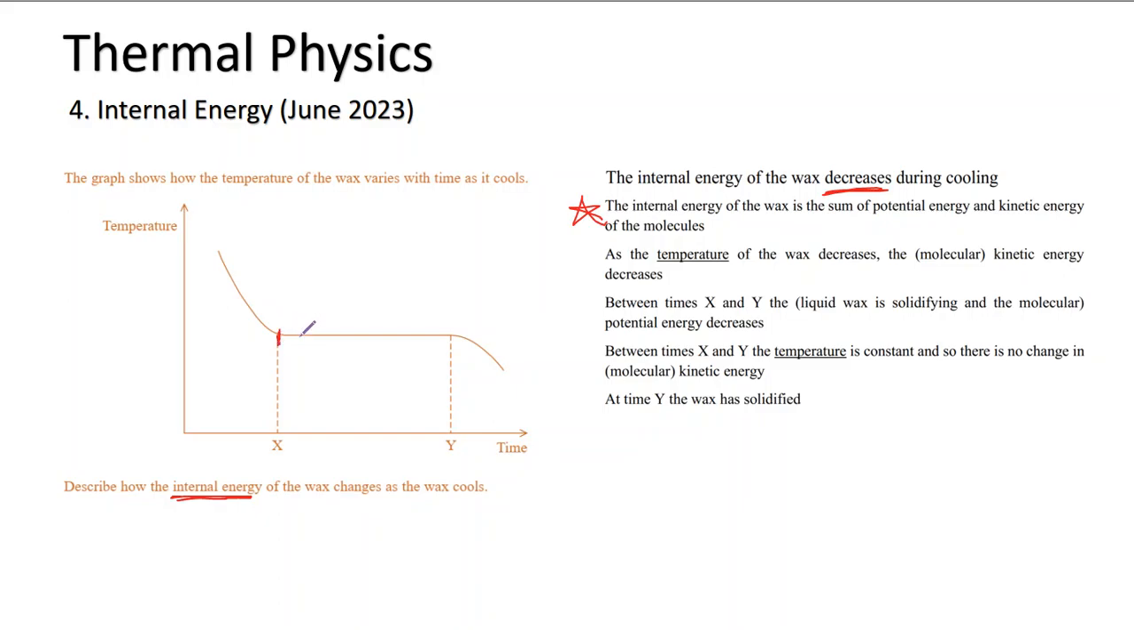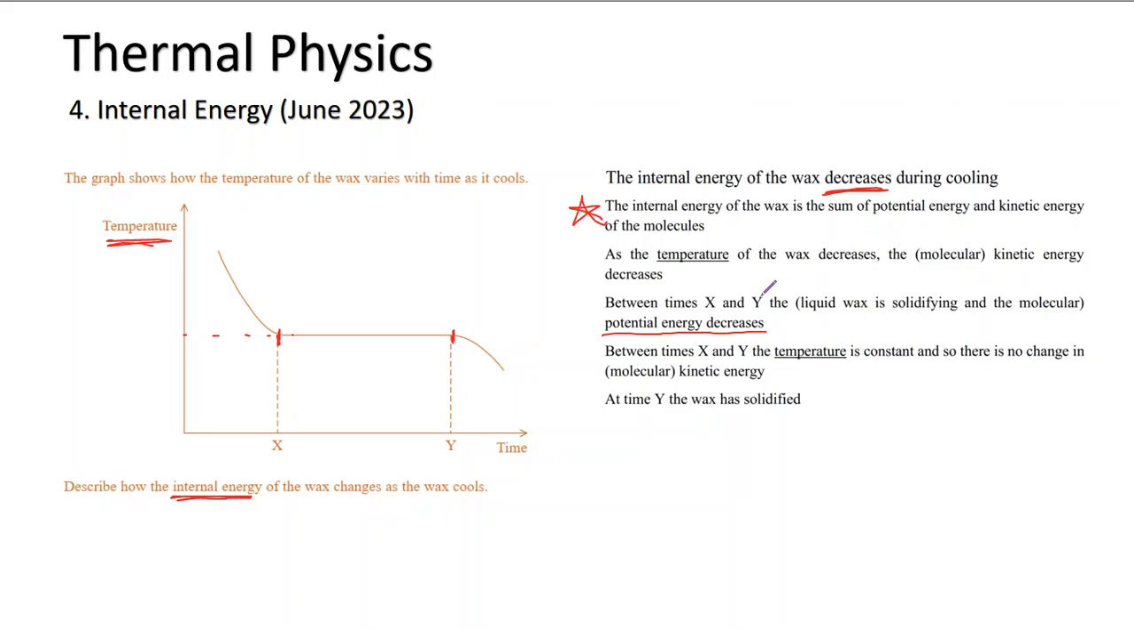But between X and Y, you can see temperature remains constant. Always remember, the temperature remains constant during state change. So between X and Y, the liquid wax is solidifying and the molecular potential energy decreases. So when something is freezing, potential energy decreases, and when something is melting, potential energy increases. You can use that for other questions in your exam.